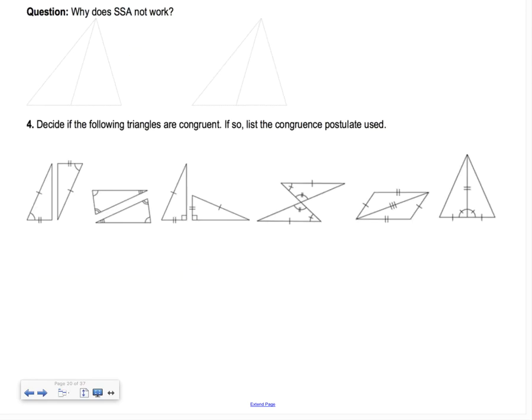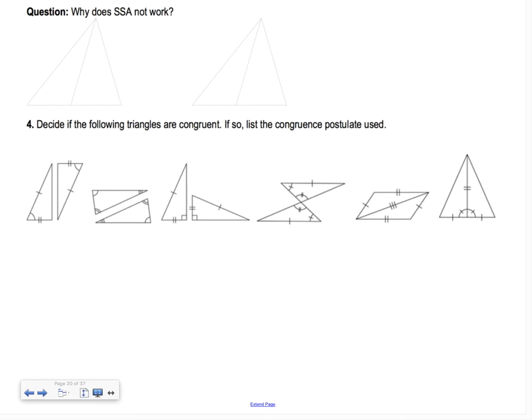All right, so the question is, why does SSA not work? So I kind of mentioned this in class yesterday. SSA, I know that it's the bad word spelled backwards, right? ASS. But that's not the only reason it doesn't work. I get that we don't want to write that in capital letters throughout a geometry book, but it also just doesn't work, okay? And we can play around with this, and I'll probably have you guys do this on Friday.